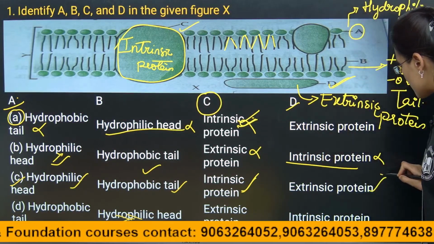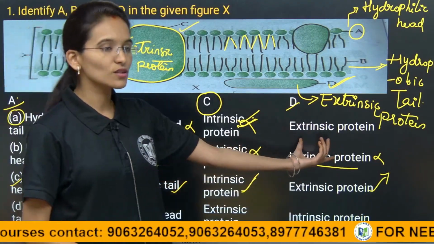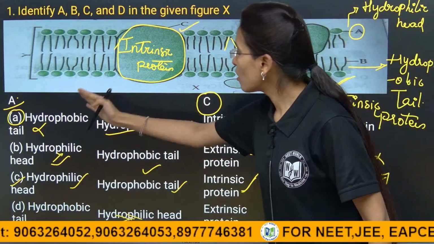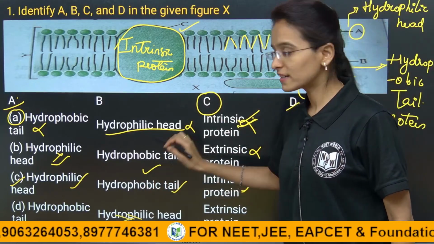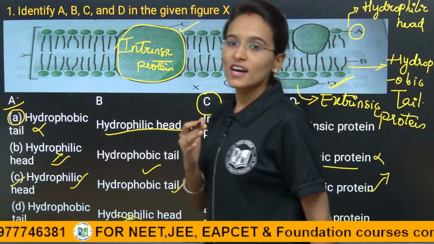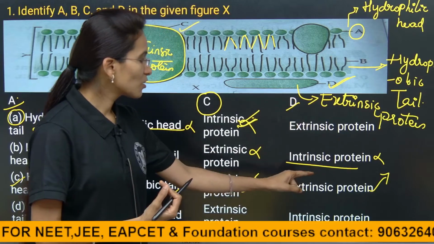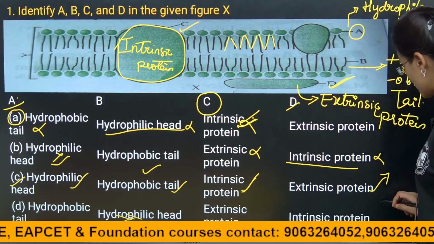And next, in the options, option D is extrinsic protein, that is also a correct option. Have you observed that in option C all the options are correct? A is hydrophilic head, B is hydrophobic tail, C is intrinsic protein, and D is extrinsic protein. So among the options, we got the correct option C. C will be the correct answer, children. C is the correct option.